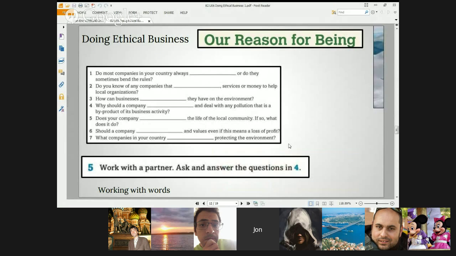Let's go back to this page. As a class, we'll fill in the blanks from memory. So even if you weren't here, you'll get the right answers. Don't worry about it. And then we're going to ask these questions to each other. Look at the first sentence, class. Does anyone remember the answer to the first sentence from yesterday? I remember. Go for it. Do most companies in your country always comply with the regulations, or do they sometimes bend the rules?